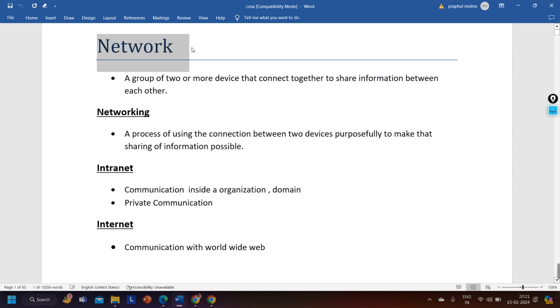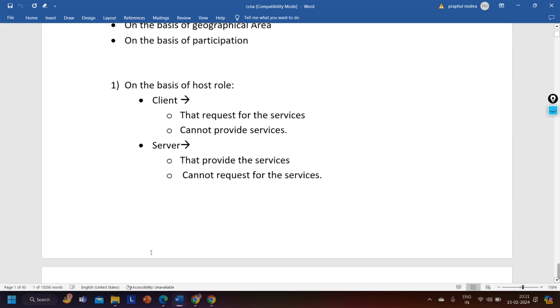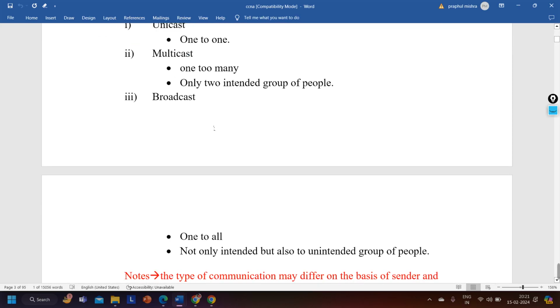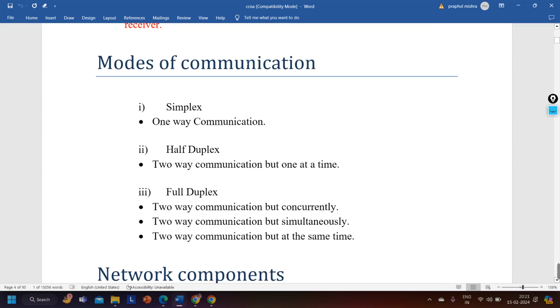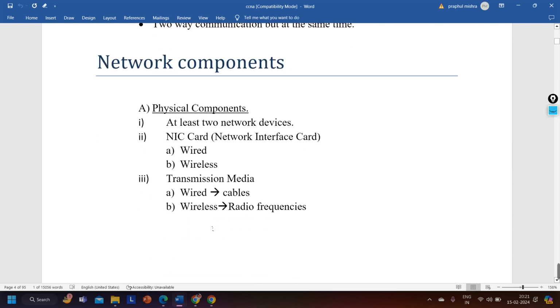So you can see, this is the basics: network, networking, internetwork, then types of network, right? These are basic things we will cover in the basic module. Types of communication like unicast, multicast, broadcast, we are going to discuss everything, don't worry. Modes of communication like simplex, half duplex, full duplex. I'm going to give you examples.